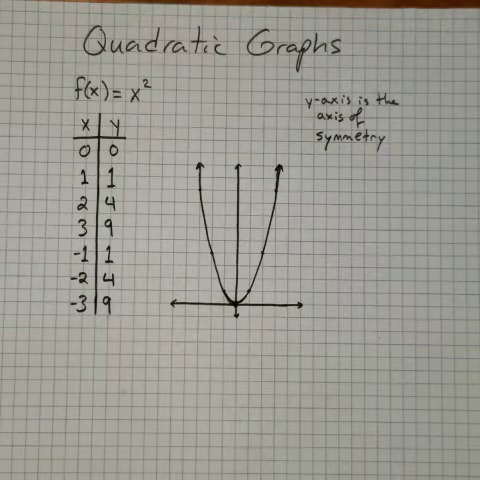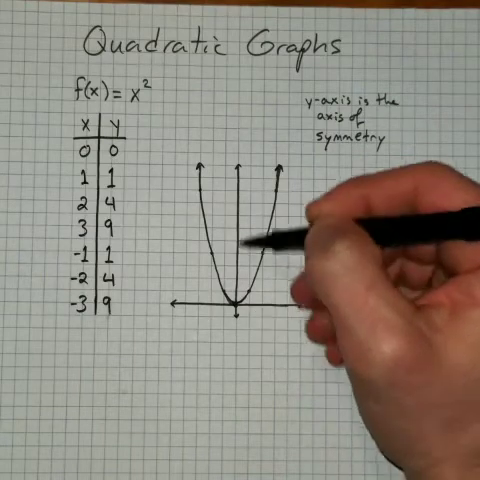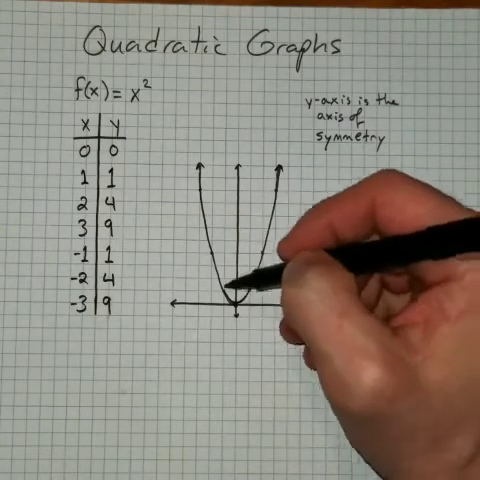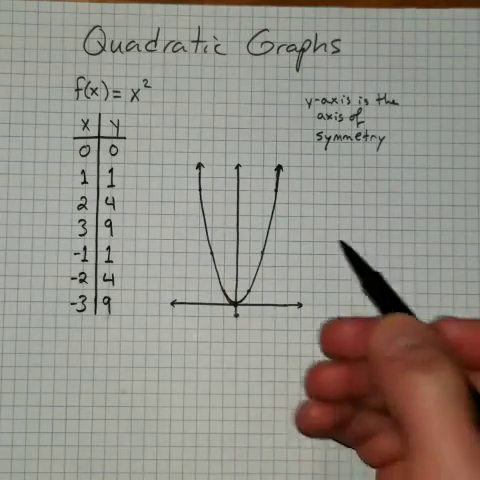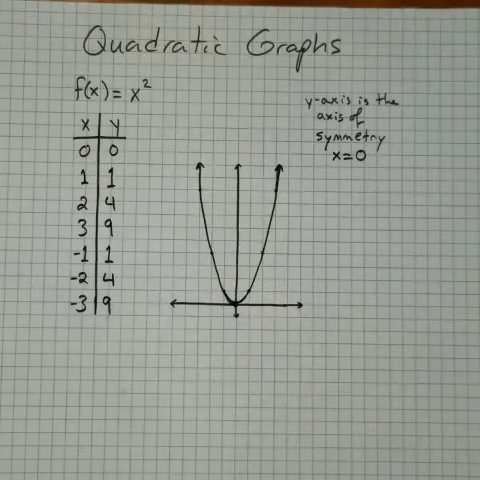Okay. Now, the y-axis has an equation. All vertical lines have an equation, x equals a number, and on the axis, the x value is 0. So we would call that x equals 0 the axis of symmetry. Okay.